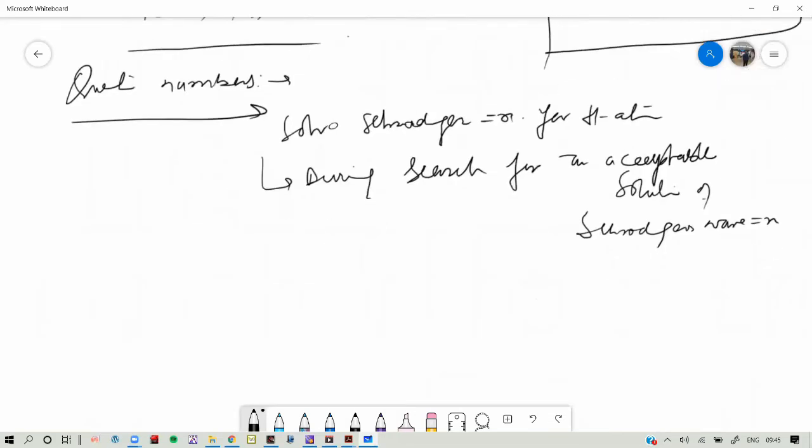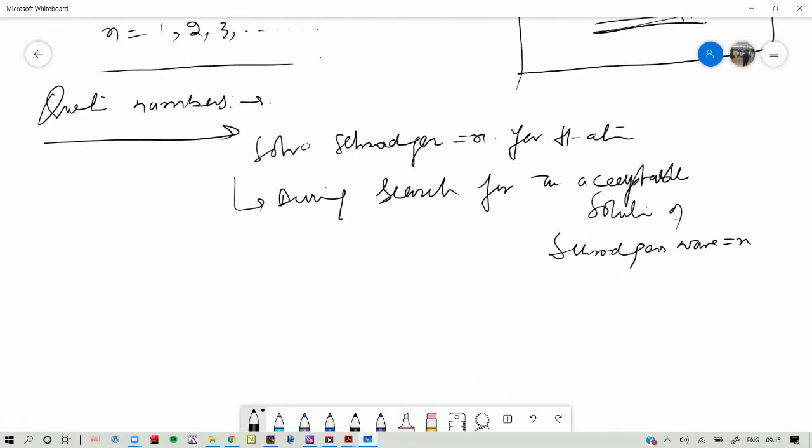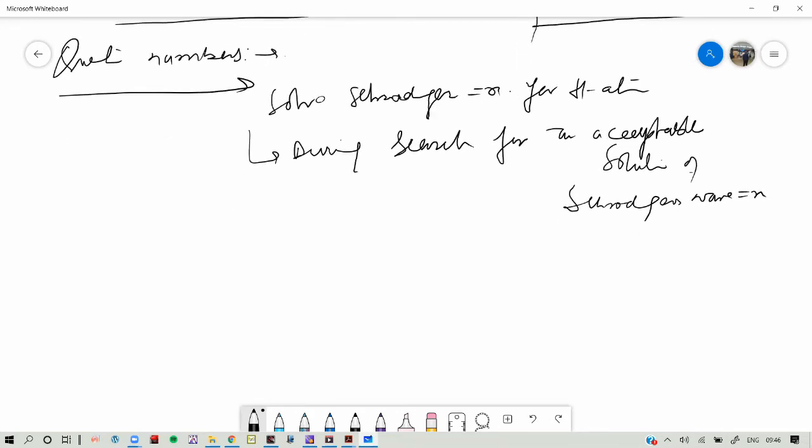Schrodinger's wave equation. When we search for the solution of Schrodinger's wave equation, some quantum numbers arise, like L or ML values. Mostly L arises from the radial equation of the hydrogen atom, which we will see. And N is called the total quantum number, also called the principal quantum number.